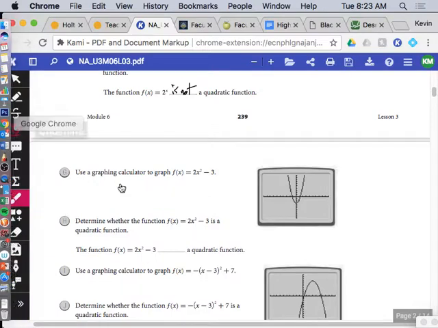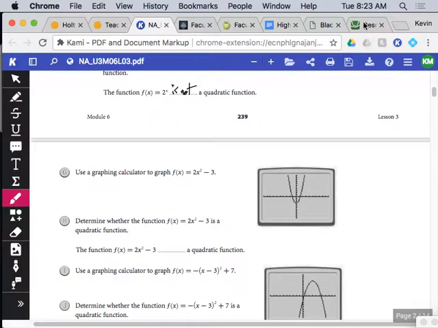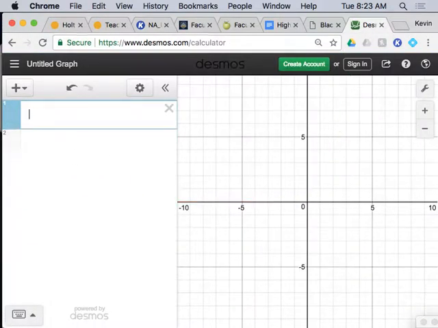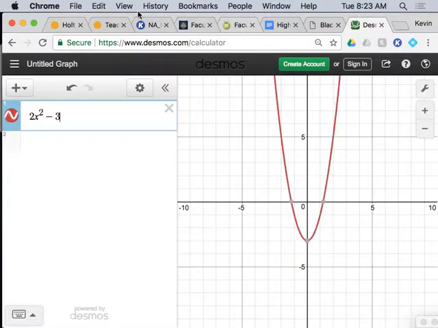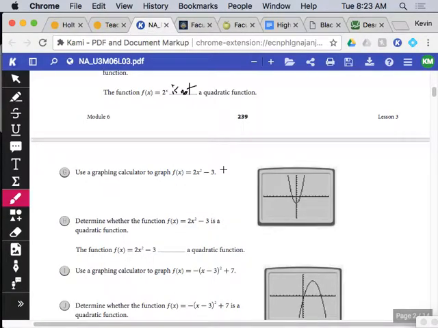Okay, so let's take a look, though, back here. 2x squared minus 3. Well, 2x squared minus 3, is that a parabola? Yep, so it is a quadratic function.